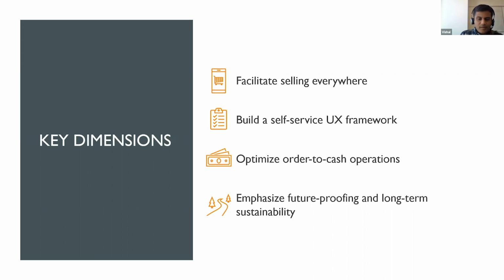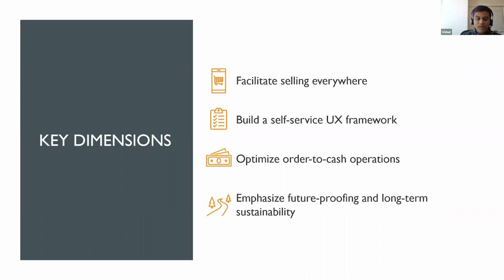Another key dimension of a commerce platform is scalability, flexibility, and extensibility. Your platform should be able to scale as your business expands, should be flexible to accommodate scenarios such as custom orders and bulk pricing, and should be integrated with other systems such as accounting, tax, and customer relationship management software.